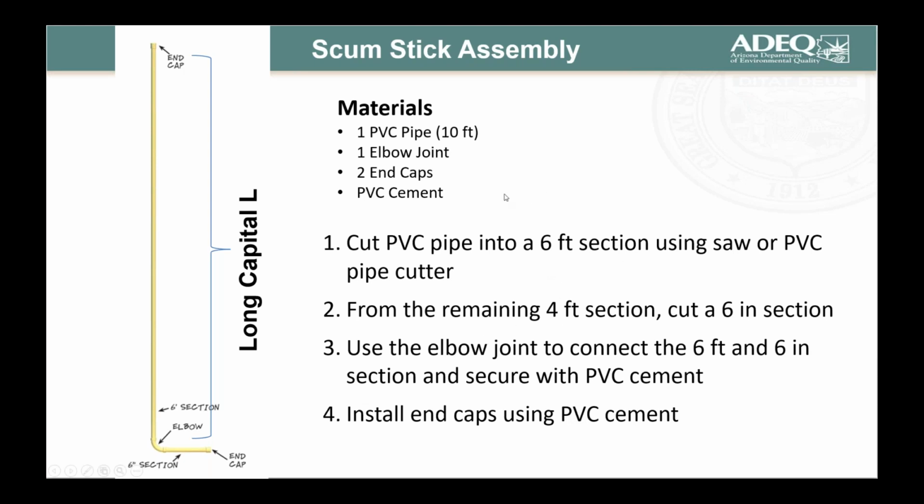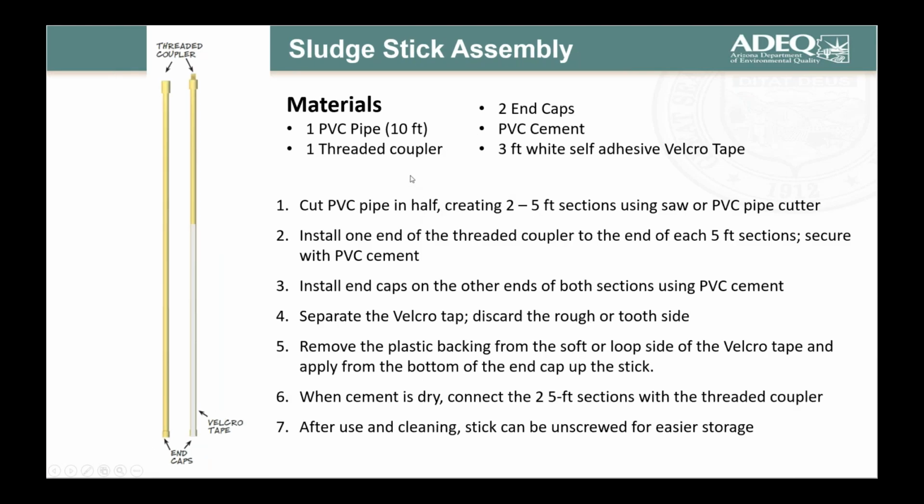So we now have a device to measure the scum. Now we've got to make a device to measure the sludge. In that we need another 10-foot piece of PVC pipe. This time we need a threaded coupler, 2 end caps, PVC pipe, and 3 feet of white self-adhesive Velcro tape.